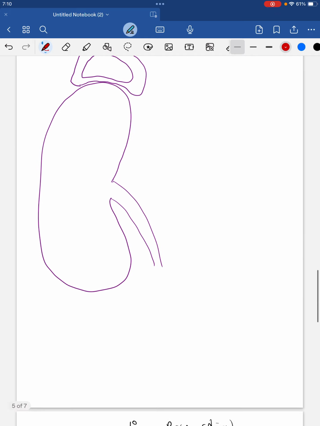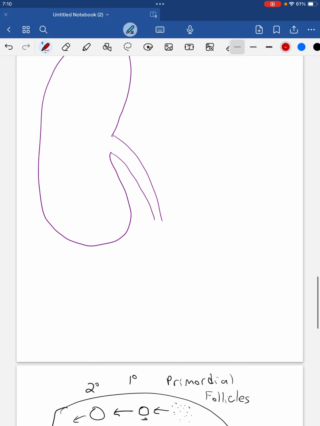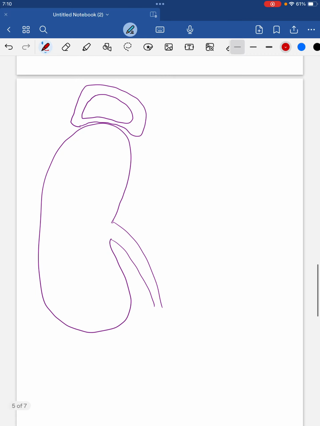Next we have, here I drew a kidney, so a little kidney bean shape. This is the ureter coming off of it here. And then on top it has this little hat here, right? This is the adrenal gland. So we have one on top of each kidney. This outer area here is the cortex, and the inner area is known as the medulla.